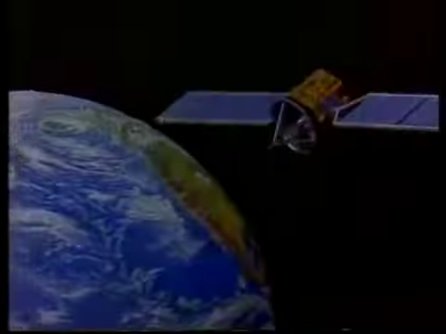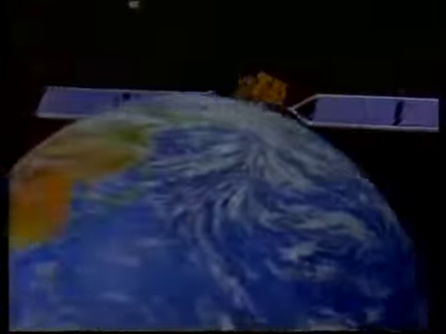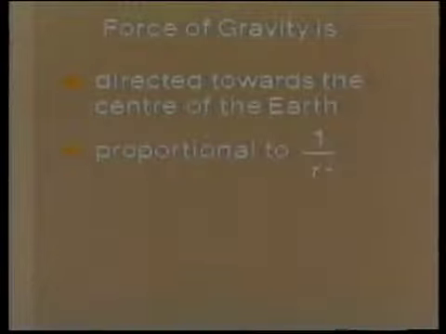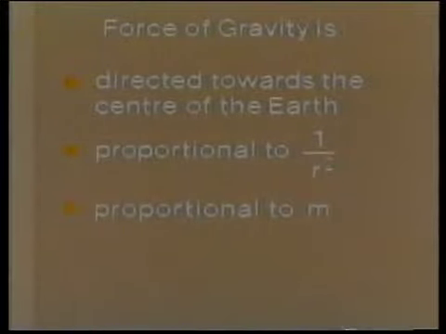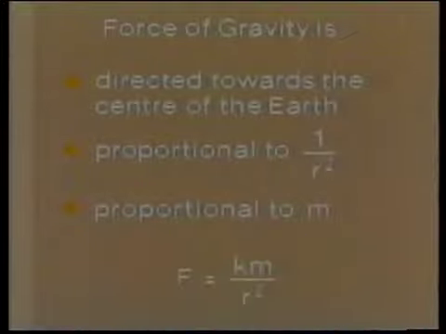This is another of Newton's laws. It's the law of gravitation, and it says that there's a force of attraction between the satellite and the Earth. There are three parts to the definition. Firstly, the force is directed towards the center of the Earth. Secondly, it is proportional to 1 over r squared, where r is the distance of the satellite from the center of the Earth. And thirdly, it's proportional to m, the mass of the satellite. That is, F equals km over r squared, where k is a constant.